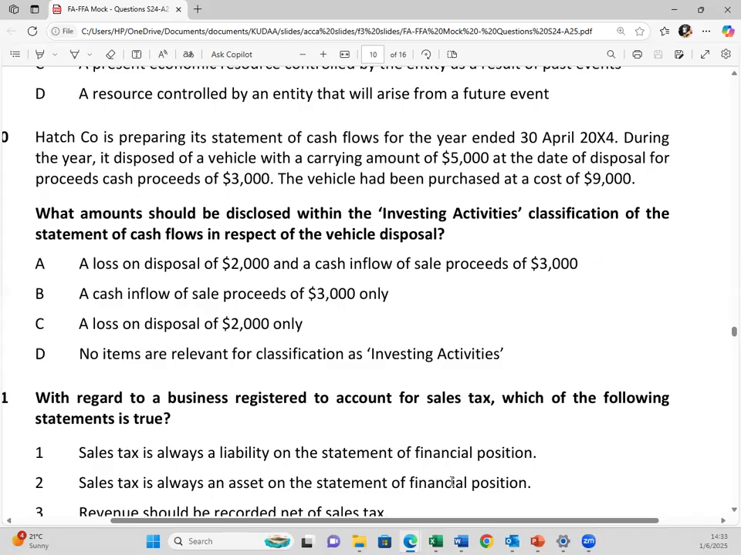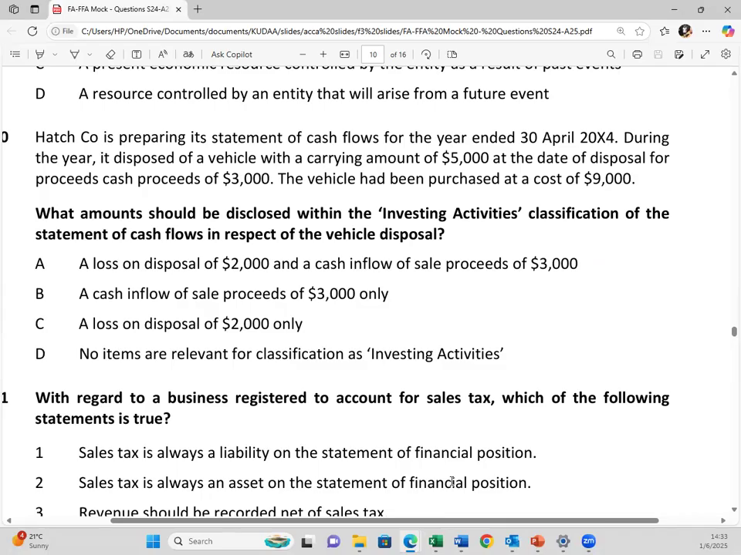Okay, so which amount goes into the investing activity cash flow? Is it the disposal amount, the carrying amount, the sale proceeds? What goes into the investing activities?